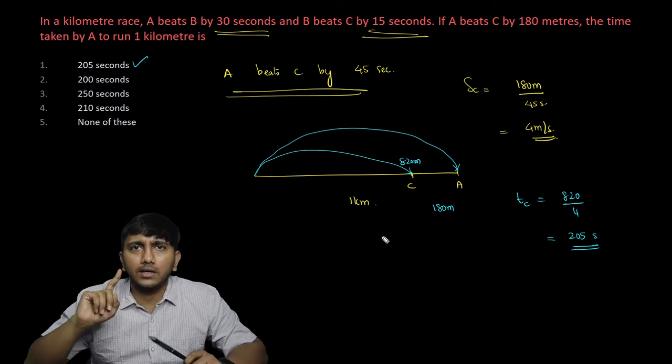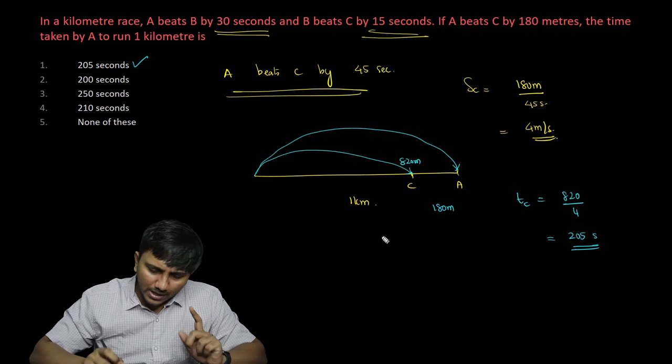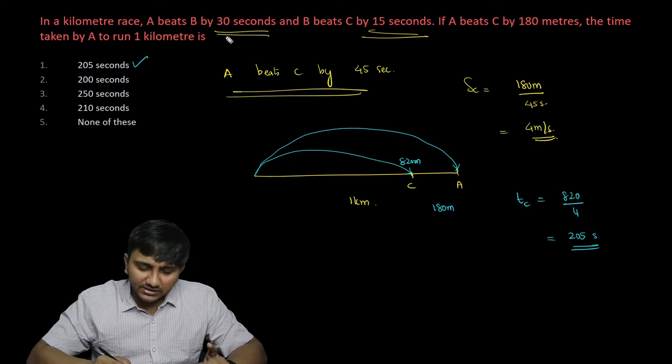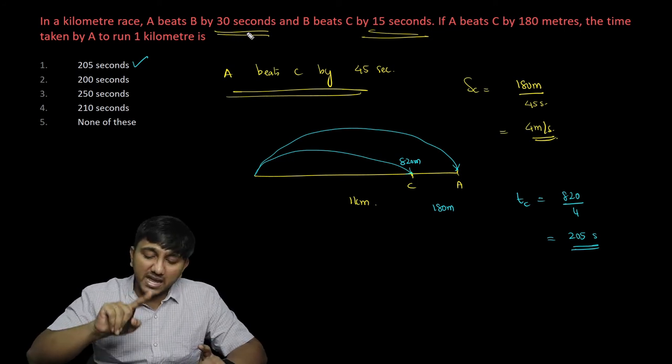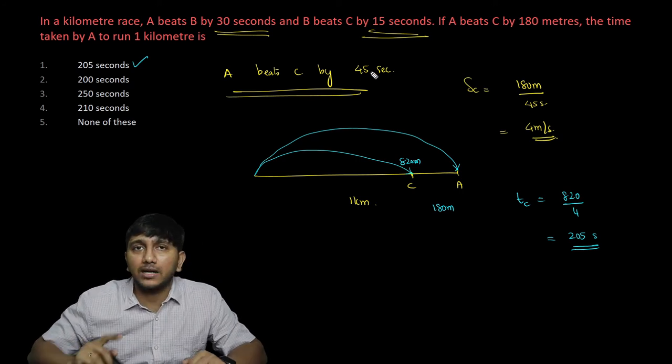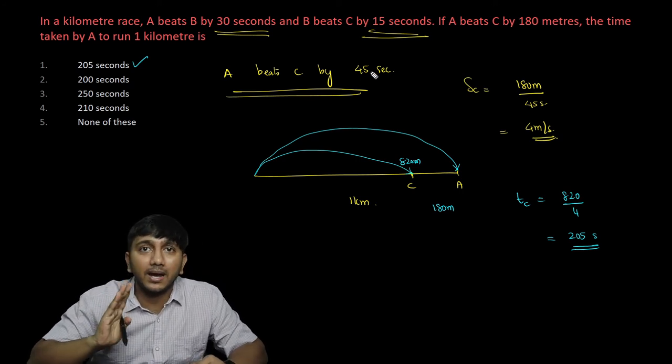Okay, one thing that I want you guys to remember is whenever beating is given in terms of time, that is, A beats B by 30 seconds and B beats C by 15 seconds, you can say A beats C by 45 seconds. But if it is given in terms of distance, keep in mind you cannot add.